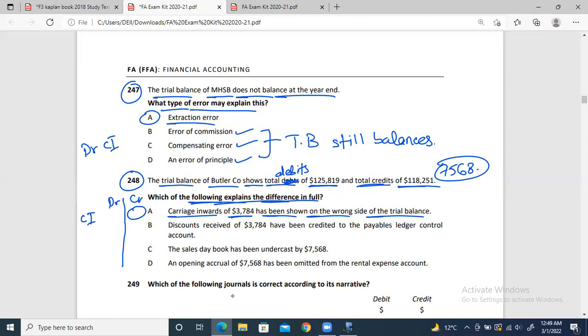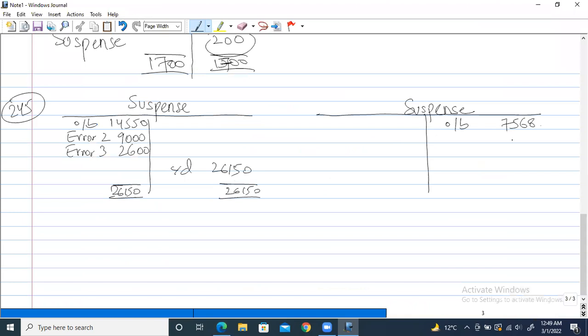Why not 1 time? Because if you do just 1 time, the net effect will be just 0, right? It will actually not be corrected. And let's see what is 2 times of this. This is 7568. So this may explain the difference. Now on the credit side, we don't have anything else, right? So what we'll do is credit suspense, because we are unsure what to do. Let's see. We'll enter this on the credit side. No, if we enter this on the credit side, the difference will increase, right? The difference will increase over here.